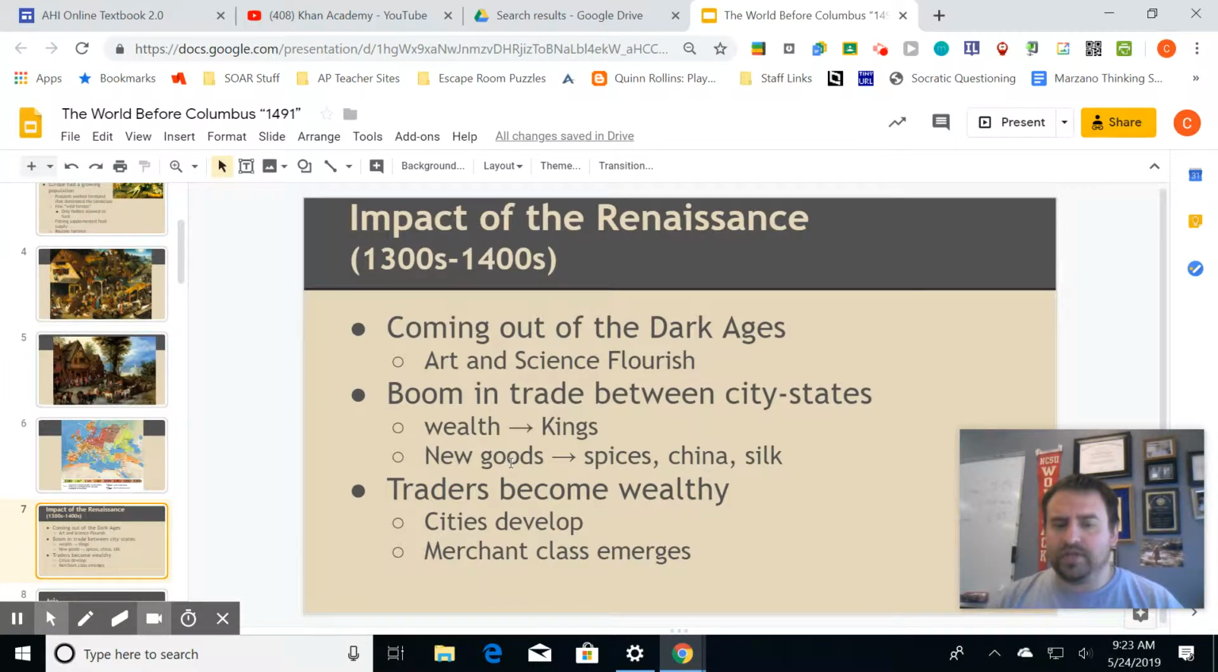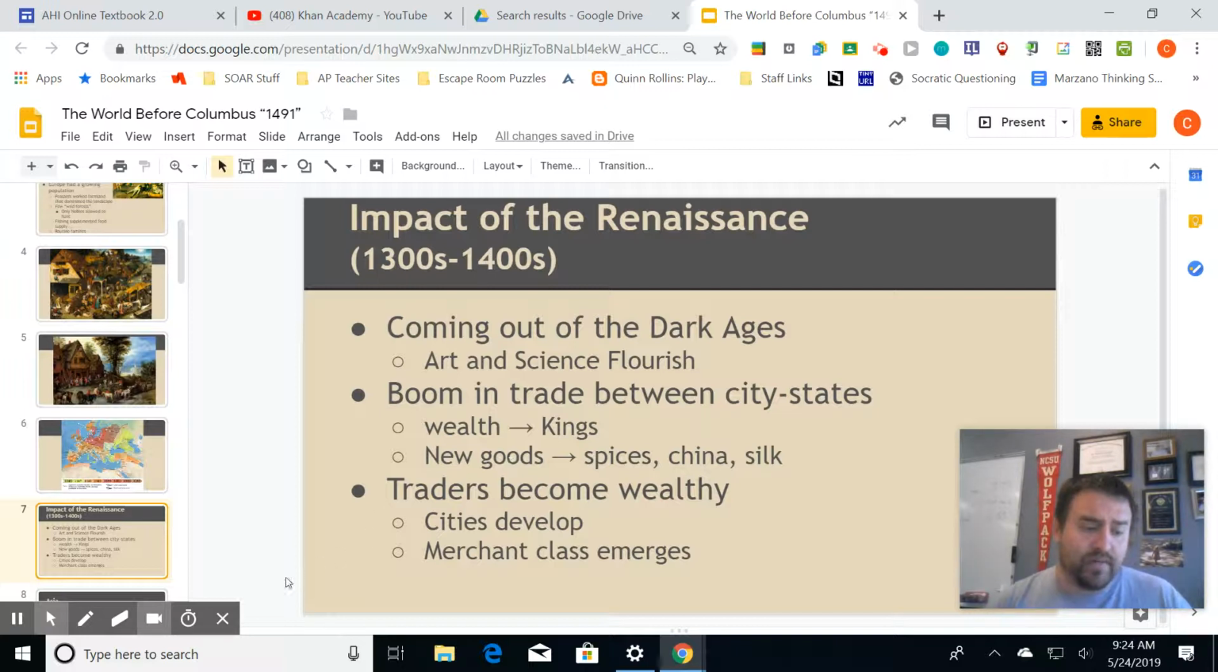All right, the boom in the trade between city-states. So after we have the Black Plague, kings are kind of building up their wealth, but the big way they're building up their wealth is through these merchants. So there's this rising merchant class that's kind of powerful. I mean, not as powerful as the kings. They are carving out their own kind of area where they dominate a lot of things. They have the money to be able to fund stuff.